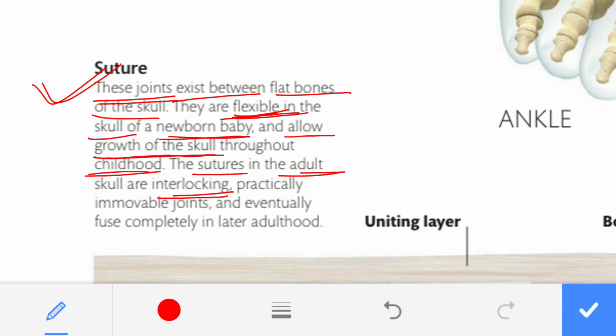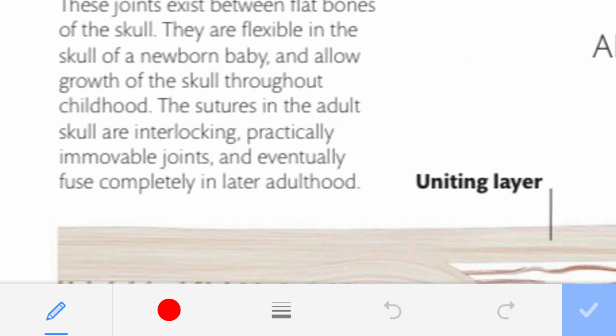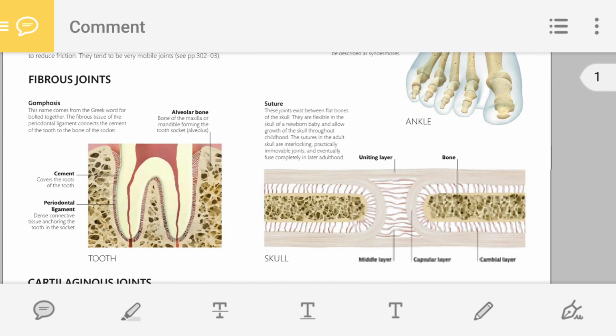Okay, they are locking themselves, and that's why in adults, the joints between the cranium bones become immovable. In later adulthood, let's say at the age of 25 or 30, what is happening? These bones and the sutures are fusing together completely. So that is the meaning of this. This is the joint, that is the suture.